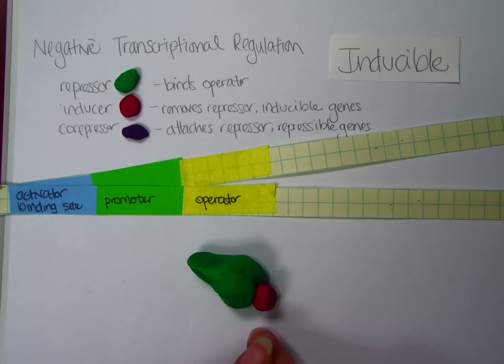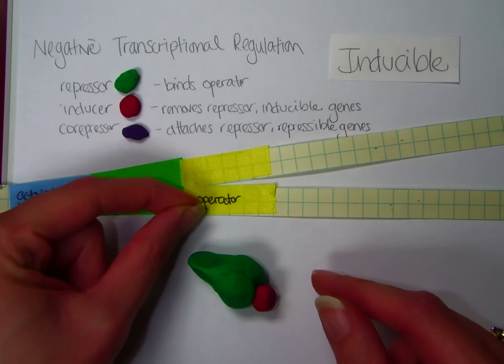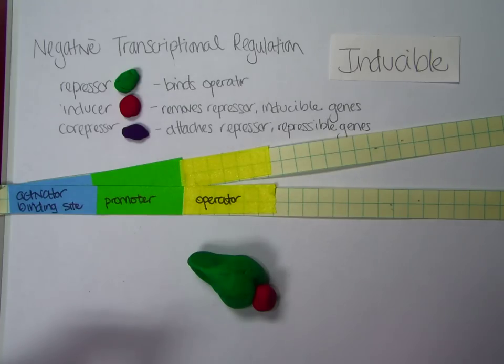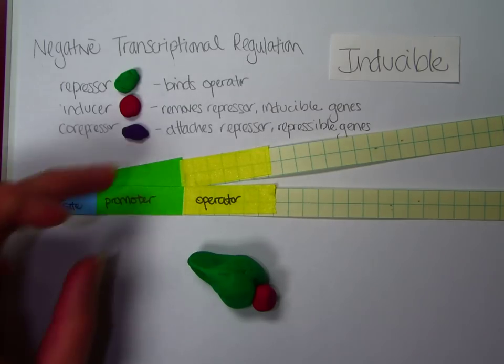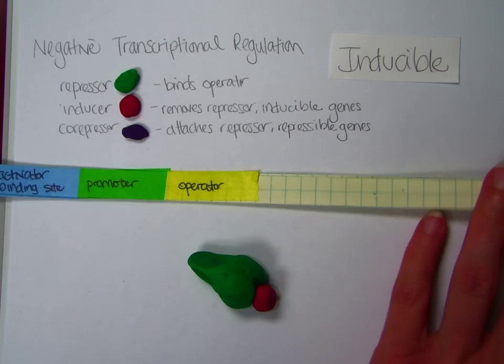So when we have the nutrient present, then the nutrient or a metabolite of the nutrient will act as the inducer, causing the repressor to be removed from the operator and allowing transcription of the inducible gene. Get my DNA back together here.